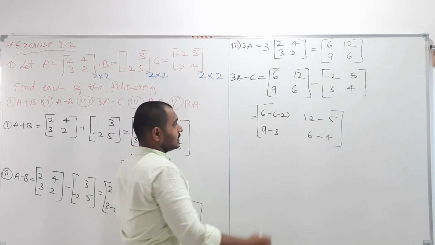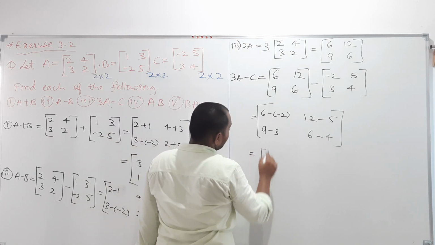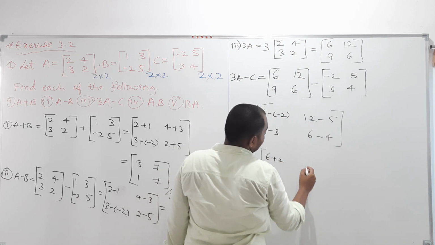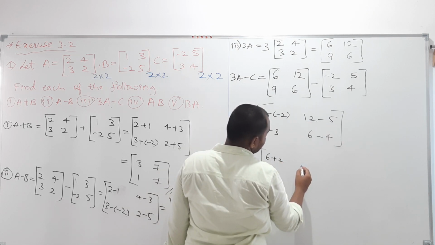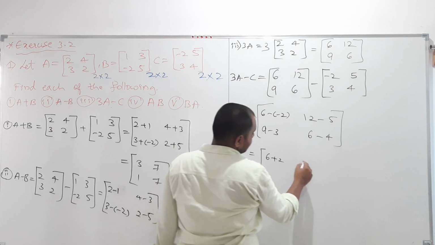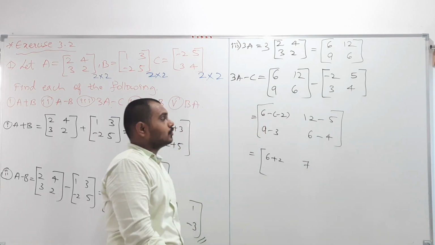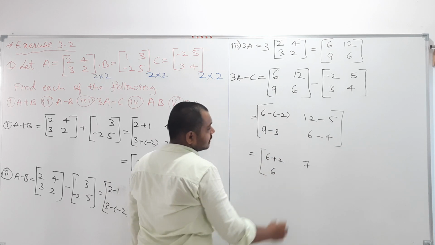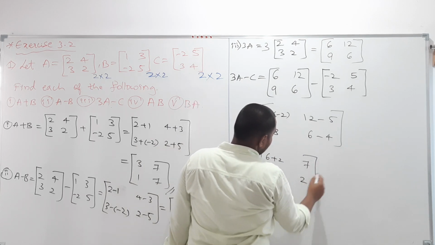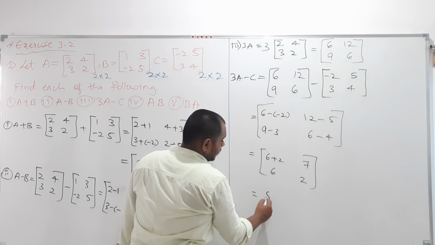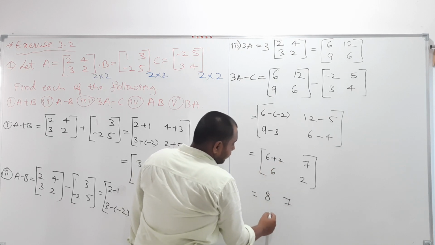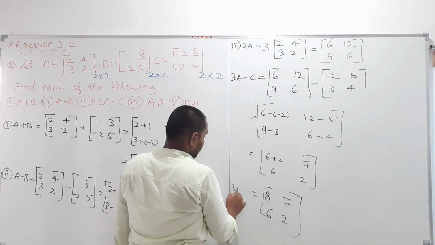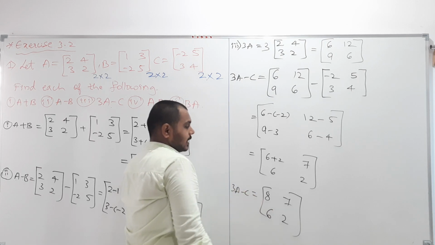Clear? Now subtract this. After simplifying, you will get 6 minus minus, plus 2. 12 minus 5 is how much, my dear friends? 7. 9 minus 3 is 6. 6 minus 4 is 2. And 6 plus 2 is 8. So 8, 7, 6, 2. This is your answer for the matrix after solving 3A minus C.